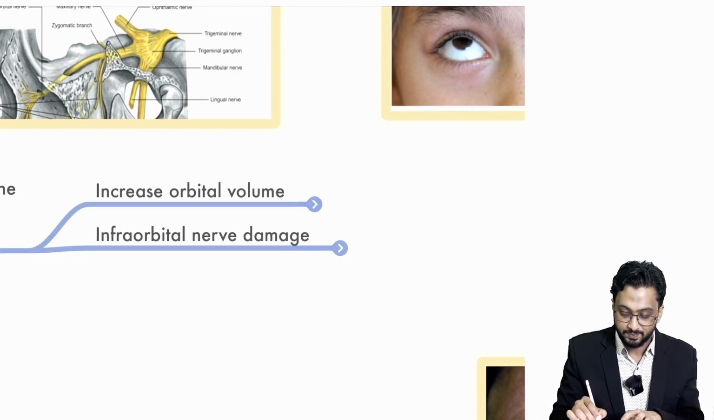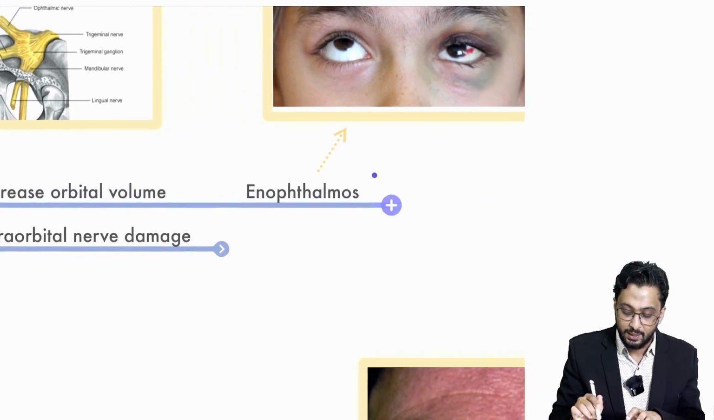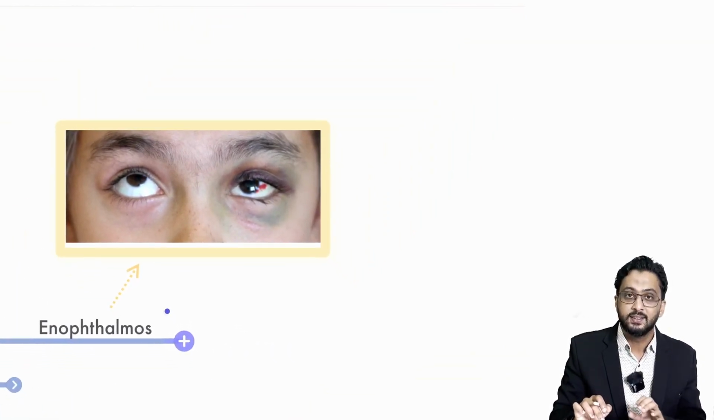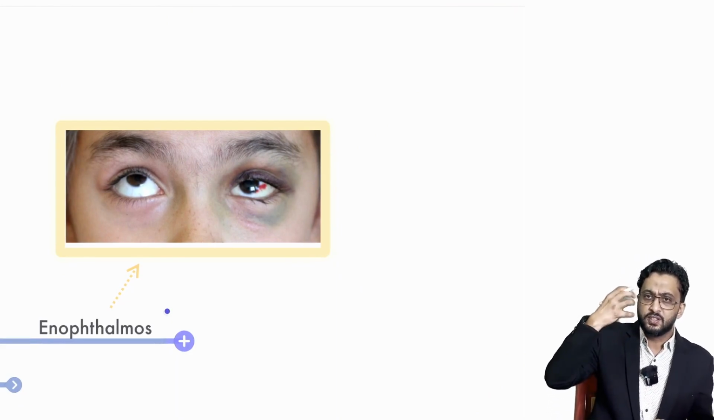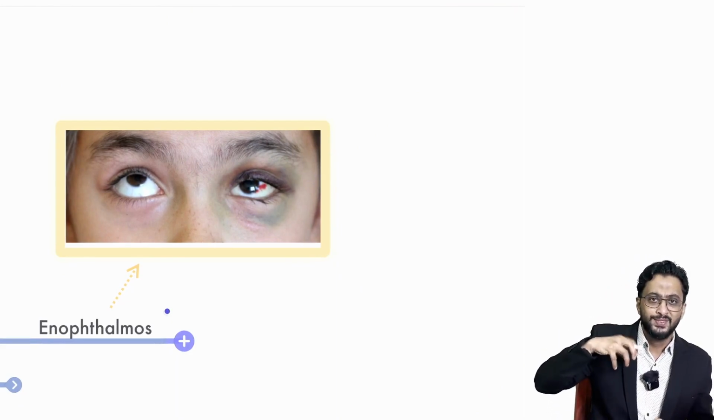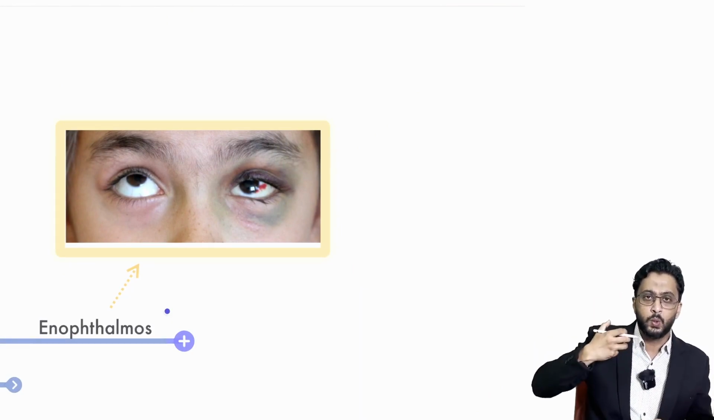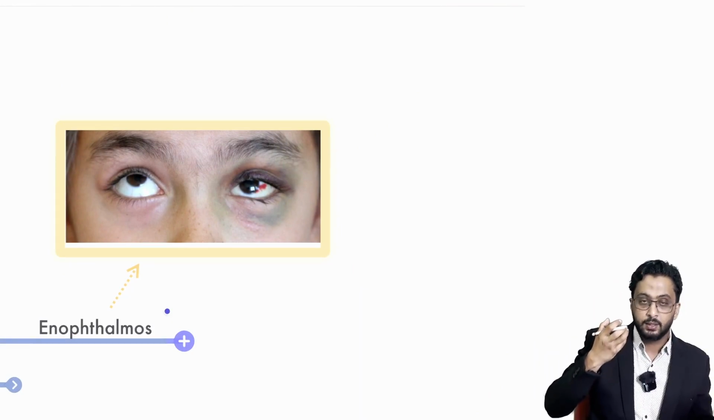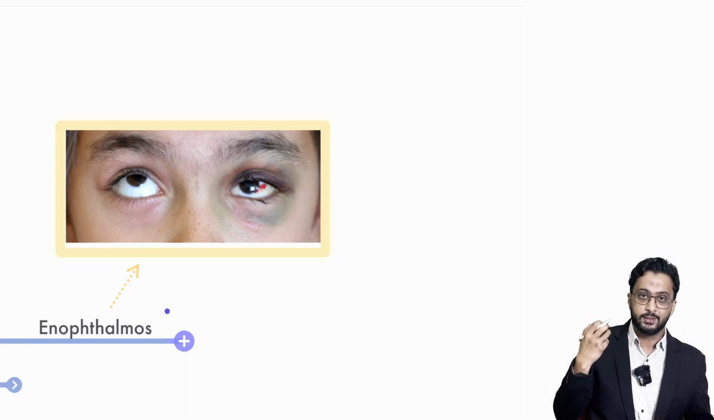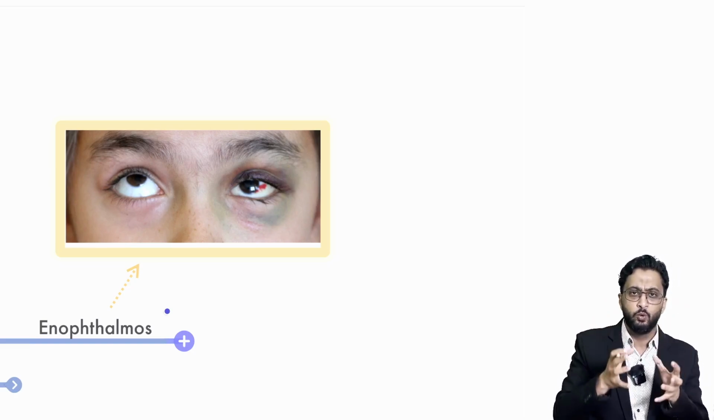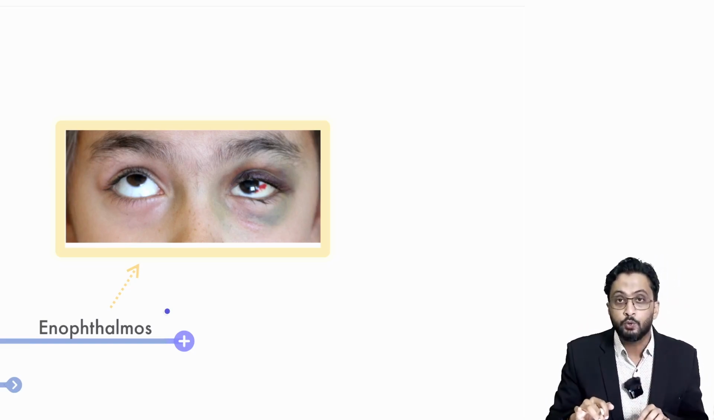So now what? Enophthalmos. You can see this picture there. The content goes inside, backward and downward. As a result, the eye, or the globe, goes inwards because there is more volume for the eye to move inward and backward. So now there is enophthalmos.